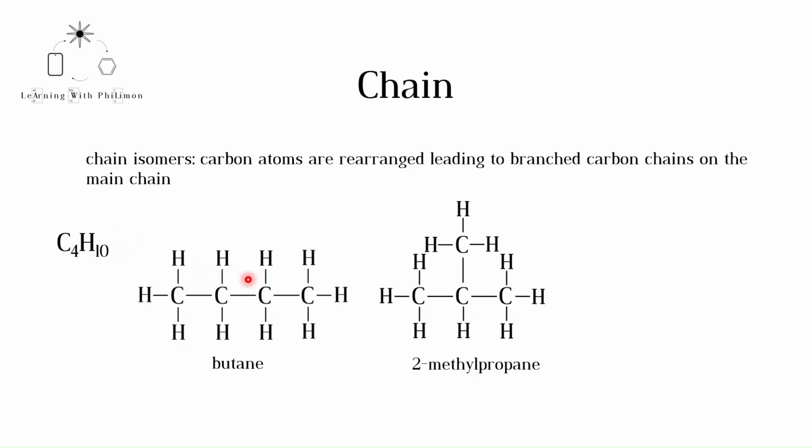1, 2, 3, 4. In 2-methylpropane, there are 3 carbon atoms in one chain. 1, 2, 3. And there is a branch of 1 carbon atom. There is a methyl CH3 group on the second carbon. To see why this compound is called 2-methylpropane, watch the video IUPAC naming of substituted alkanes.